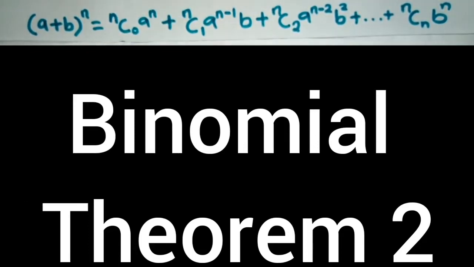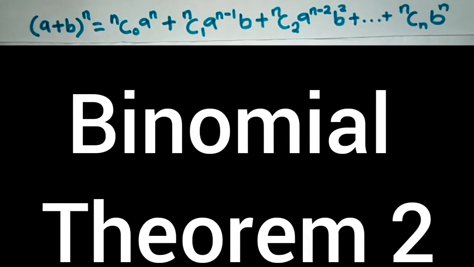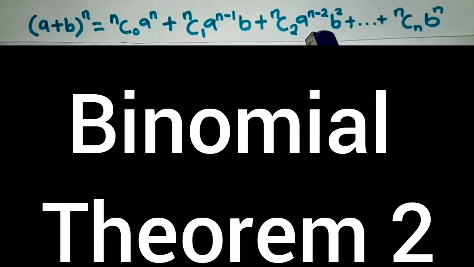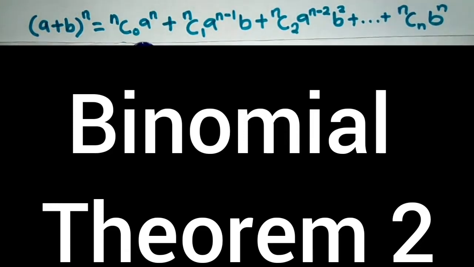Hi everyone, in this video we continue by giving more examples on the binomial theorem. Recall that from the previous video, the binomial theorem states that for any binomial a plus b and the positive integer n, we have n choose 0, a to the power of n, plus n choose 1, a to the power of n minus 1 times b, plus n choose 2, a to the power of n minus 2 times b to the power of 2, and so on.